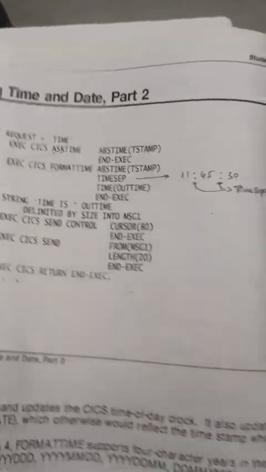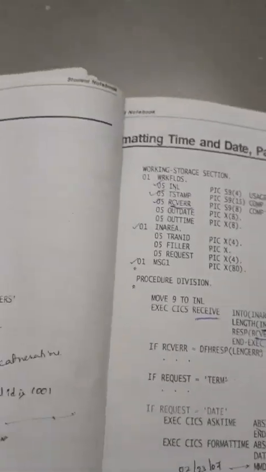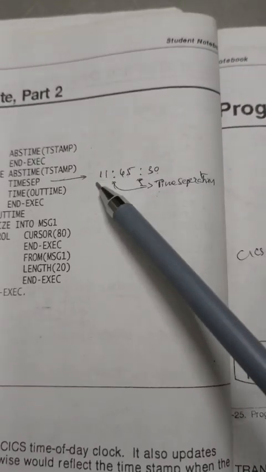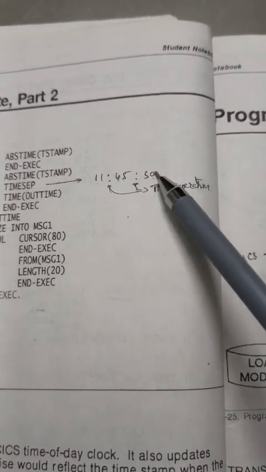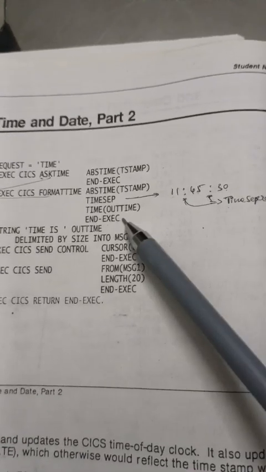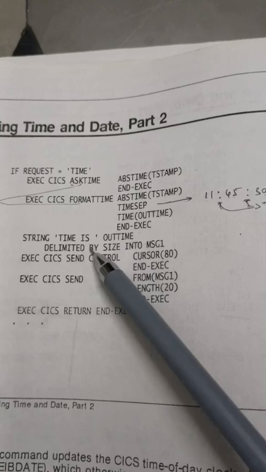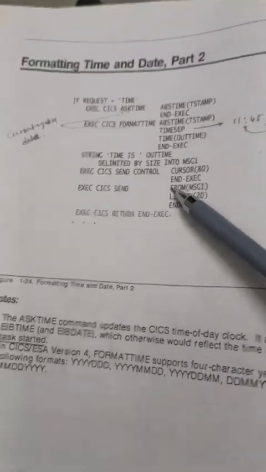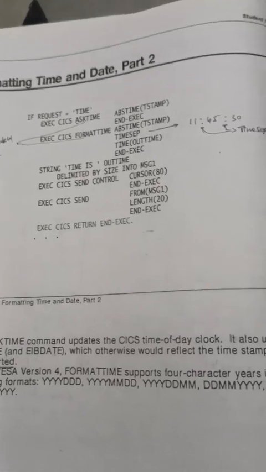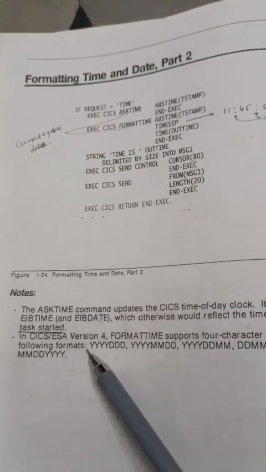What is the OUT TIME variable here? I defined it here like X of 8. It stores 8 characters: 2 characters, 2 characters and 2 characters, total 6, and 2 characters for delimiters. Total 8 characters are stored into the OUT TIME field. Similarly, as earlier when I sent the system date, I am passing the system time to the screen.